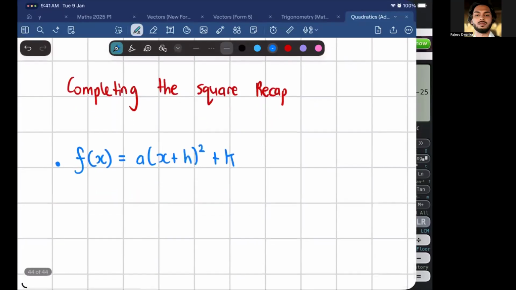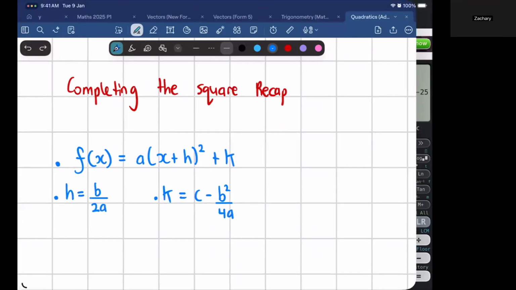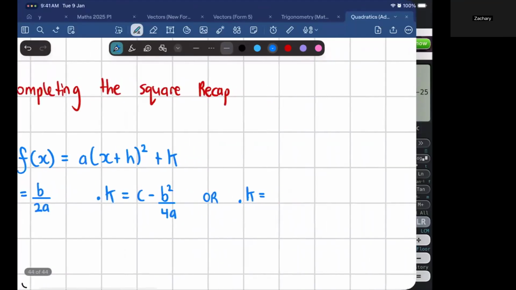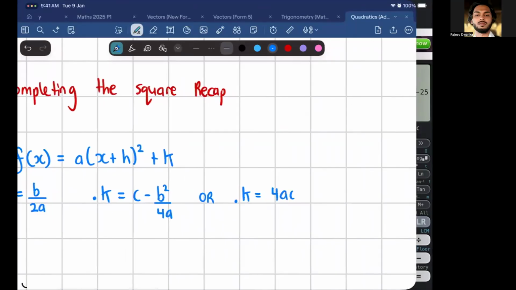All right. Next thing, Zachary, what's the formula for H? B over 2A. Right? What are the alternate formulas for K? You have two formulas. You have C minus B squared over 4A. The next one is 4AC minus B squared over 4A. And do you understand that both of them mean the same thing? Do you know how you would prove that they are equivalent?